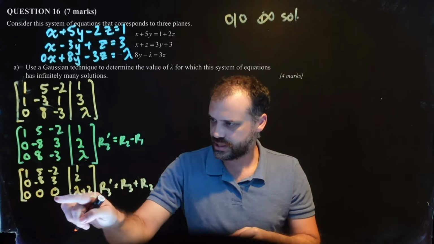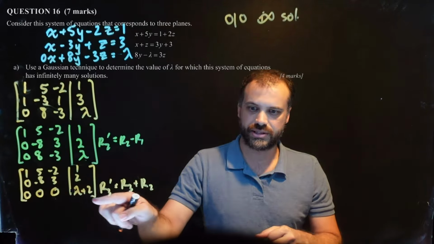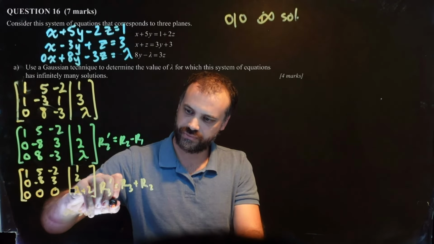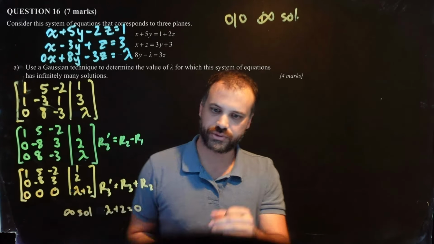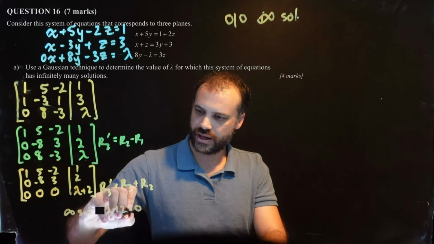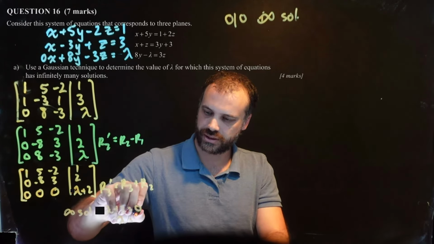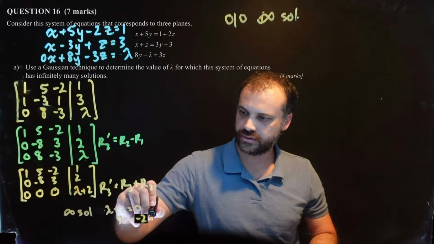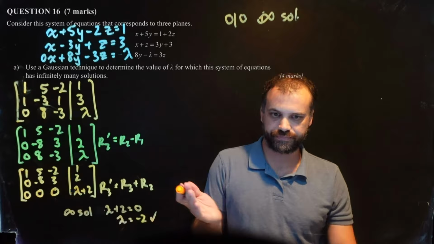We need that, because that's already 0. We just need that to be 0, right, for infinite solutions. For infinite solutions, lambda plus 2 needs to equal 0. So that means that lambda equals negative 2. That's it. I think I did it. That's part A. Part B.